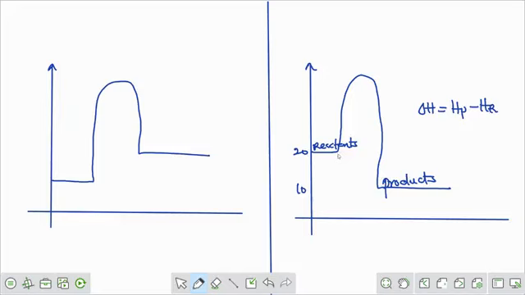Exothermic, negative, that is delta H will be negative. So what's our HP? HP is 10. 10 minus 20, so that is minus 10. So I'm just using that one to test it. So automatically this is our HR and this is our HP. So HP is less than HR. So our delta H will be HP minus HR. So that's an exothermic reaction. So this diagram represents exothermic reaction.